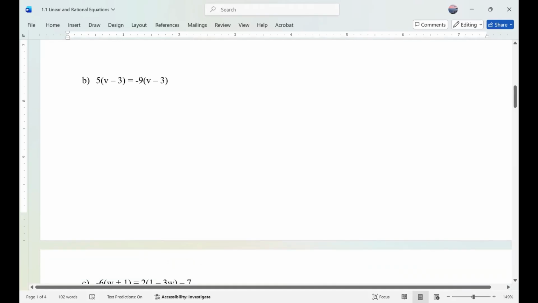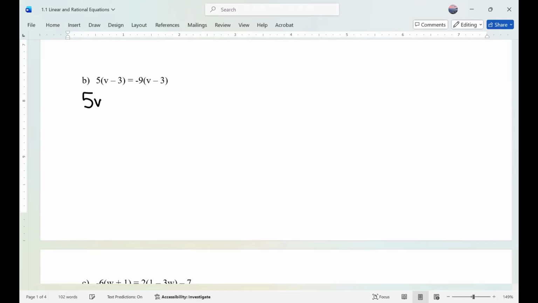All right, here we have an equation and we want to solve for V. So the first thing that we're going to do is get rid of the parentheses. And to do that, we're going to distribute because we have minus signs inside the parentheses. So this will give us 5V minus 15 equals negative 9V plus 27.